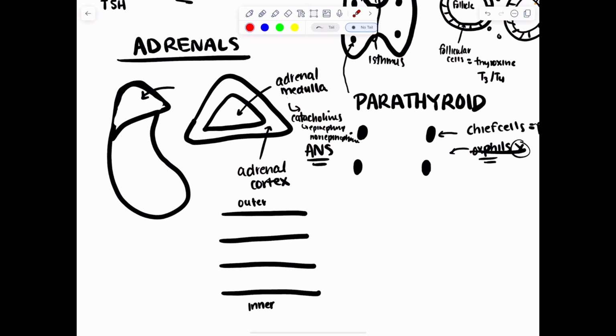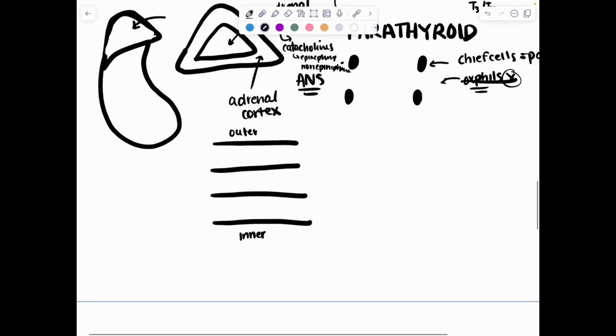All right, back onto our regular. The cortex on the outside has 3 parts. The most outer part of our cortex is called zona glomerulosa. This is going to create mineralocorticoids, which the big one you're going to need to know is aldosterone. Aldosterone is going to do kind of the opposite of what ADH did from the hypothalamus.